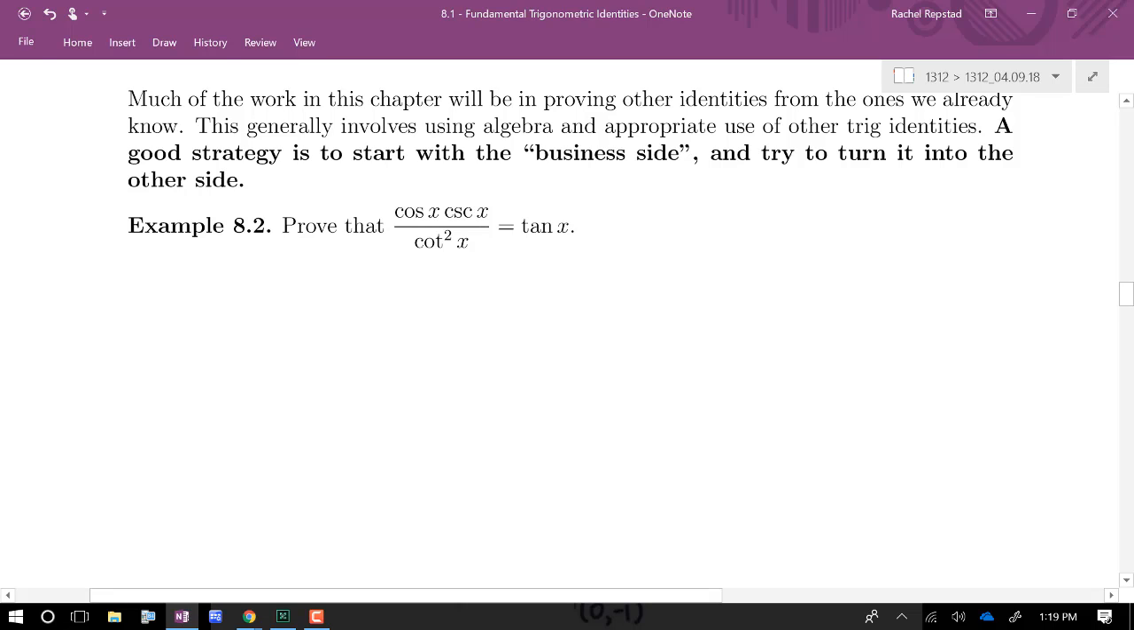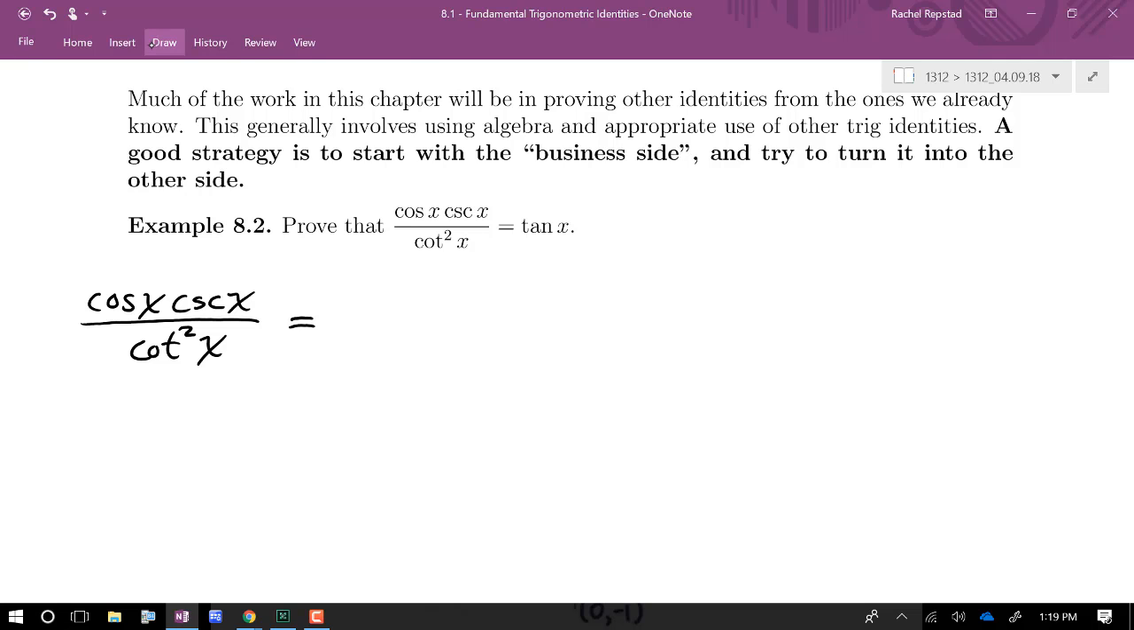And I usually start with what I like to call the business side. Like there's a lot to work with. So in this example, I'm going to start by taking the left side. Now, I am not writing equals tan x, because I can't just say that it's equal to tan x. I'm hoping to show that that's true. Right? In the end, after I do a bunch of math, my last equals, I hope, will just say equals tan x. What I want to do is use some of these basic identities, like from the first page, and see what I can do to transform this.